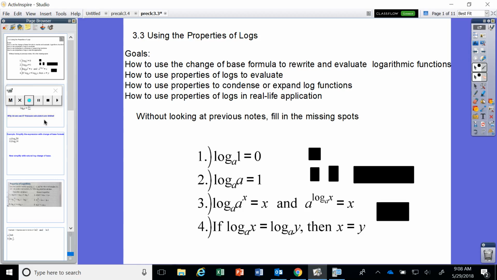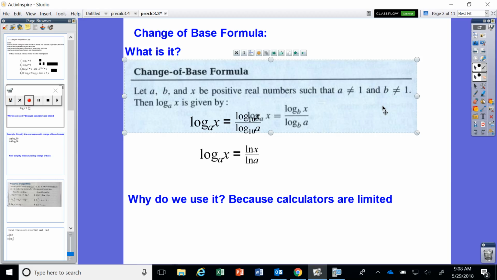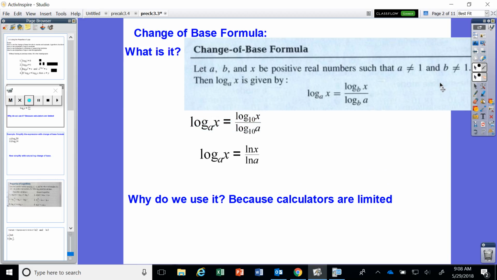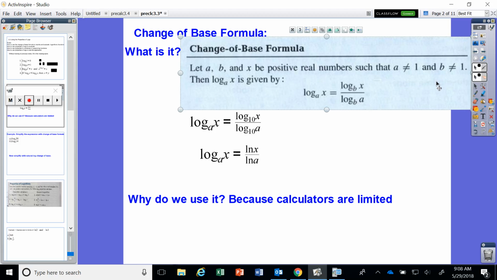All right, time to move forward a little bit. Change of base. Hopefully the change of base is not a completely new topic for us, but if it is, that's okay. It's fun, and it is a good thing to look into. Let a, b, and x be positive real numbers such that a does not equal 1 and b does not equal 1. It is true that log base a of x can be written as log base b of x over log base b of a.